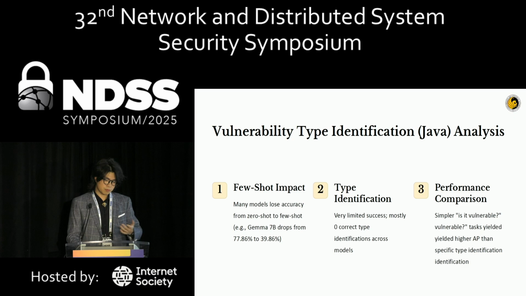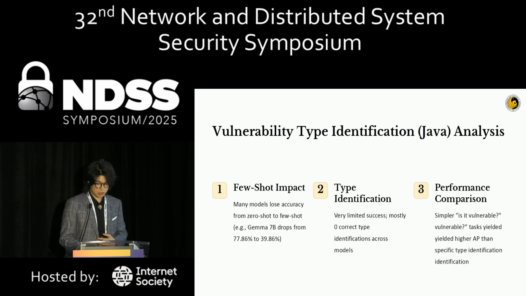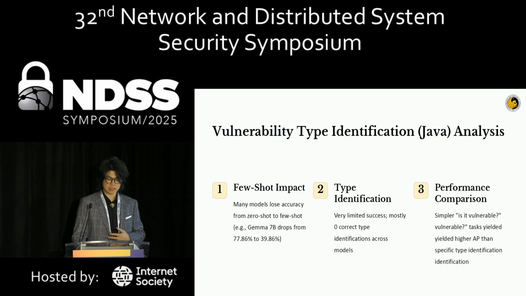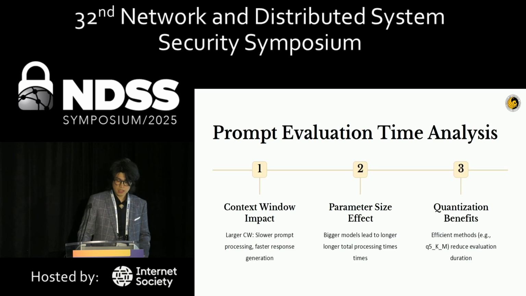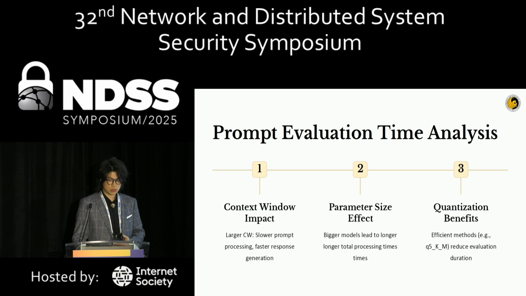Based on the table, we know that some models maintain moderate AP, but virtually all fail at identifying the specific type. Most remain at 0, or have just a few correct cases. Moreover, switching to few-shot often lowers the overall accuracy. This highlights how multi-class labeling is significantly tougher than simply detecting whether the code is vulnerable. We also examined how context window, model size, and quantization affect the runtime.